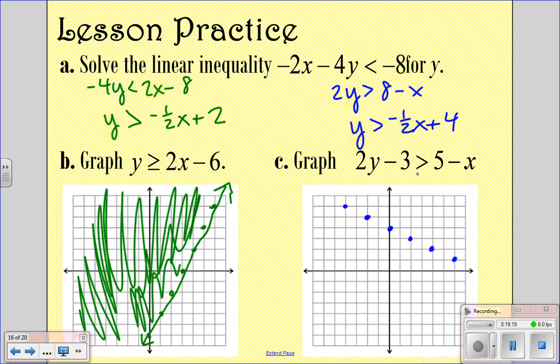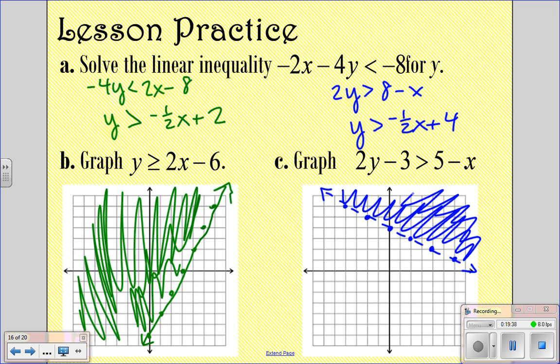On this one, it's not or equal to, so we're going to do a dotted line or a dashed line. Either way that you think of it is fine with me. And then we're going to put arrows on the ends. And then we are greater than, we are above the line, so that's all of this region right here. Okay?